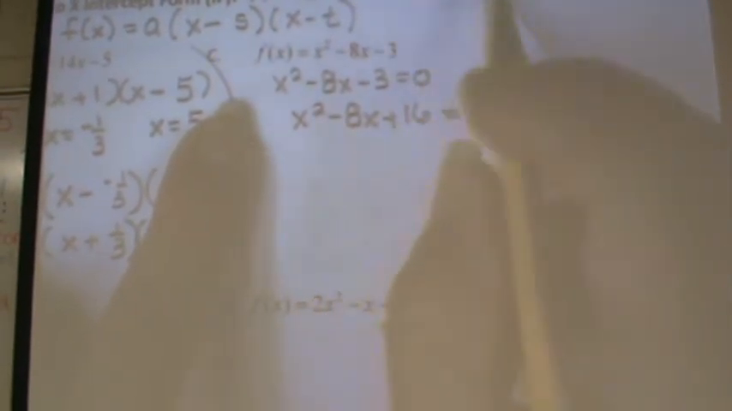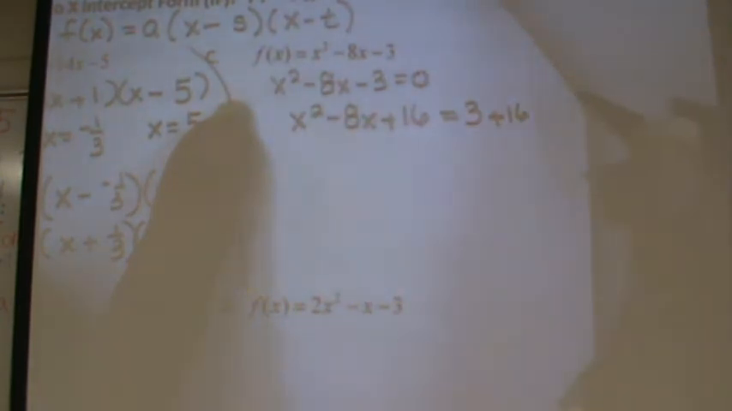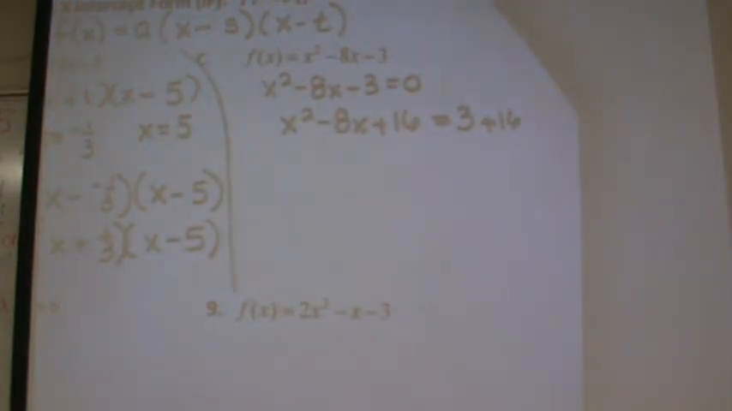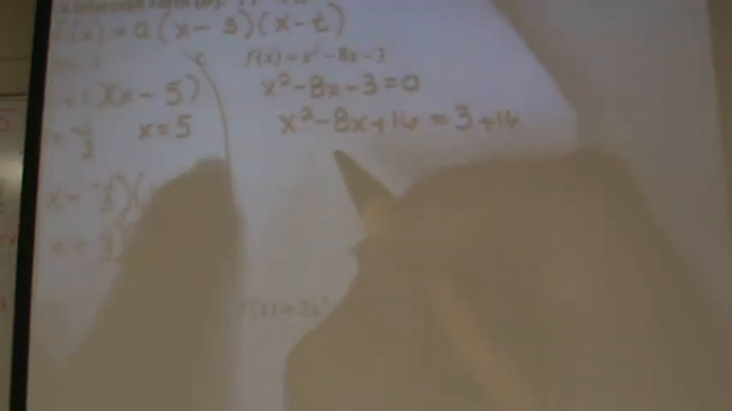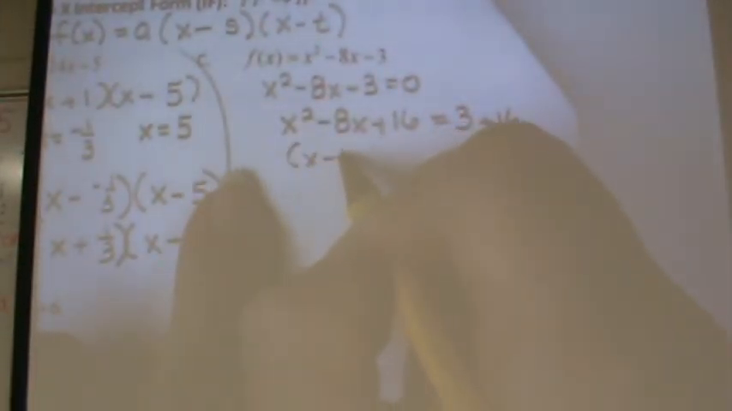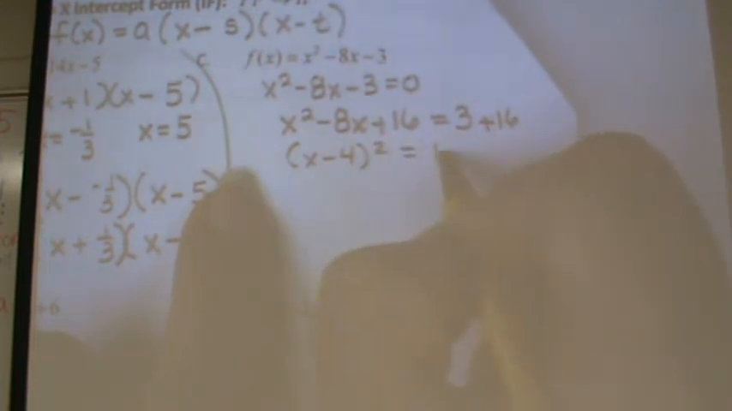Take half of -8 and square it. So -4 squared is 16. Now you're going to add 16 to both sides, because you're working on both sides. Think of a balance. If you add a weight on one side, you have to add a weight on the other to balance it off. So, versus when you write something in transformation form. Factor: x minus 4 squared equals 19.